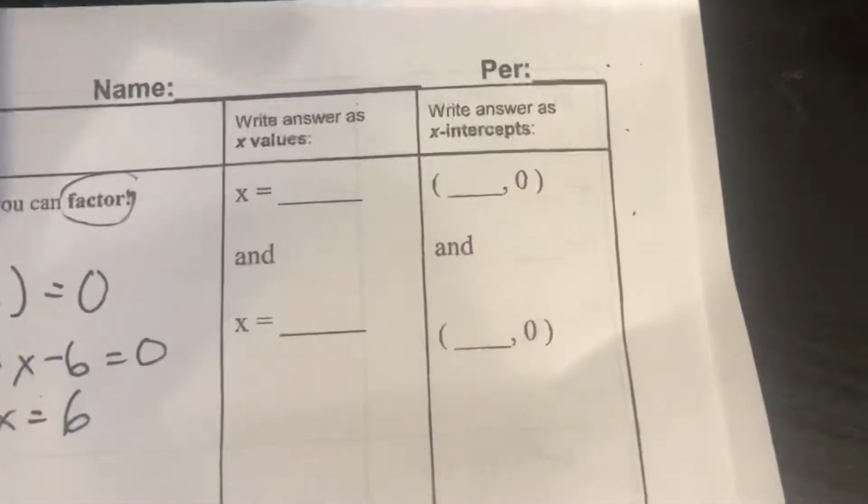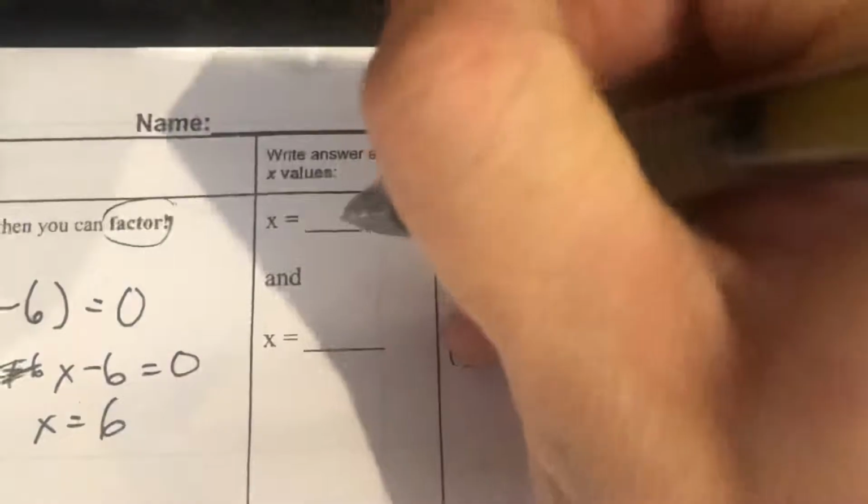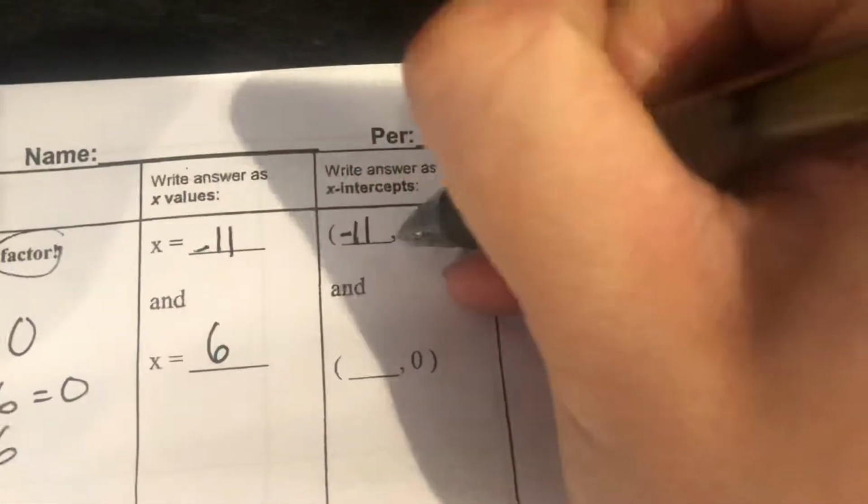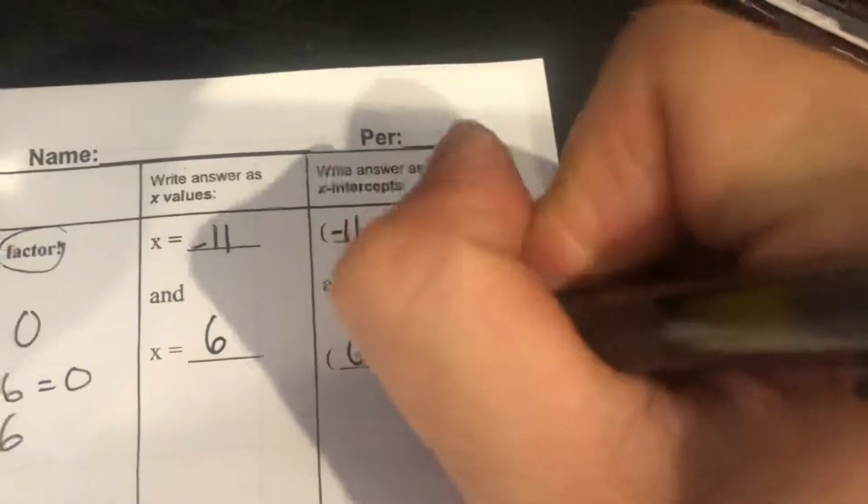The last column, write the answers as x values. So I have the first one as negative 11 and the second one as 6. Now write the answer as x-intercept, so it's going to be negative 11, 0, and then 6, 0.